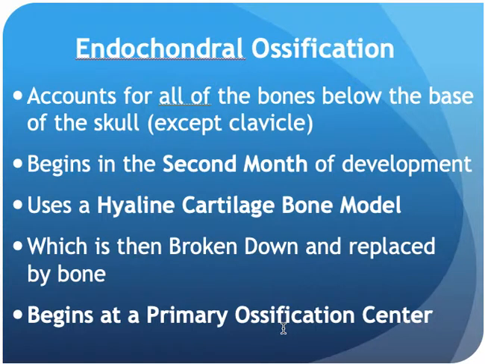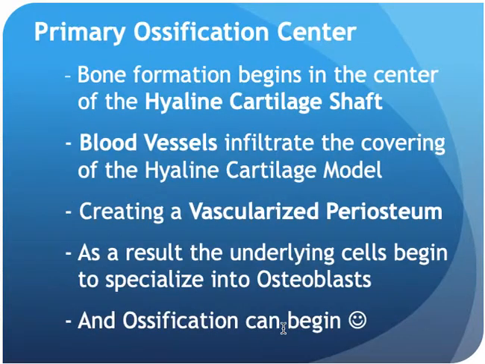We're going to look at the steps of endochondral ossification, but we want to keep it really simple. We just want to know how each step leads to the next and have a basic understanding of what's going on in each. So what is a primary ossification center? Bone formation begins in the center of the hyaline cartilage shaft, and we'll see the picture in a second, but it's important to remember that this formation of bone begins at the primary ossification center, located in the center of that hyaline cartilage shaft.